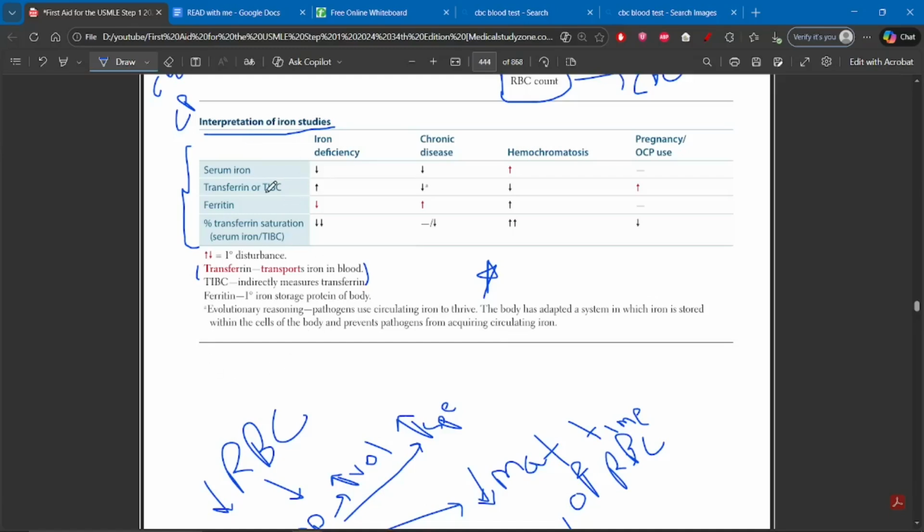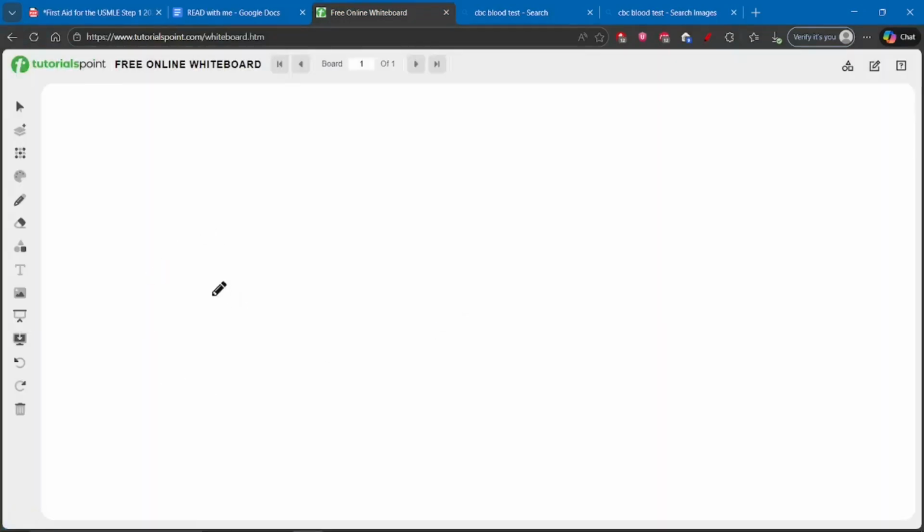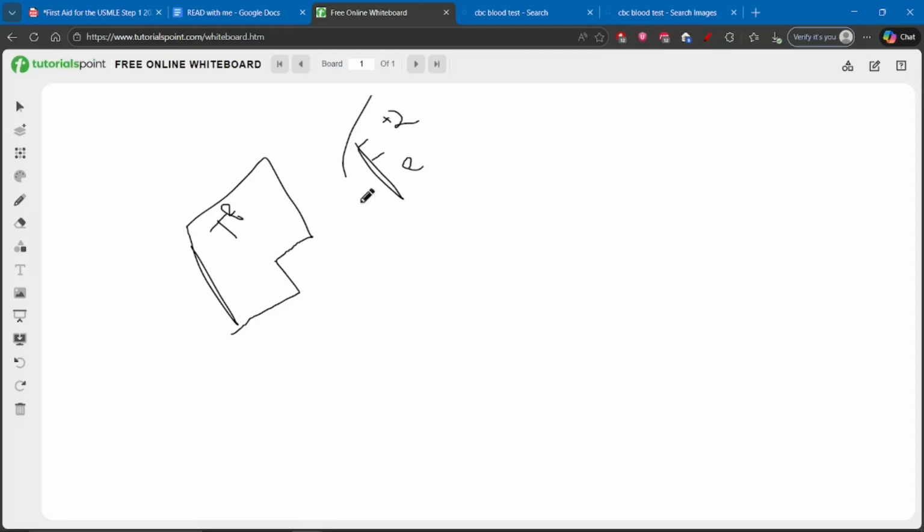So TIBC is the same as transferrin, because let's just say that this is a transferrin protein, right? So this is the transferrin protein, and this is an iron molecule, Fe plus 2. This is a transferrin protein, right? So this molecule has to bind with this protein in order to travel in the blood, right?